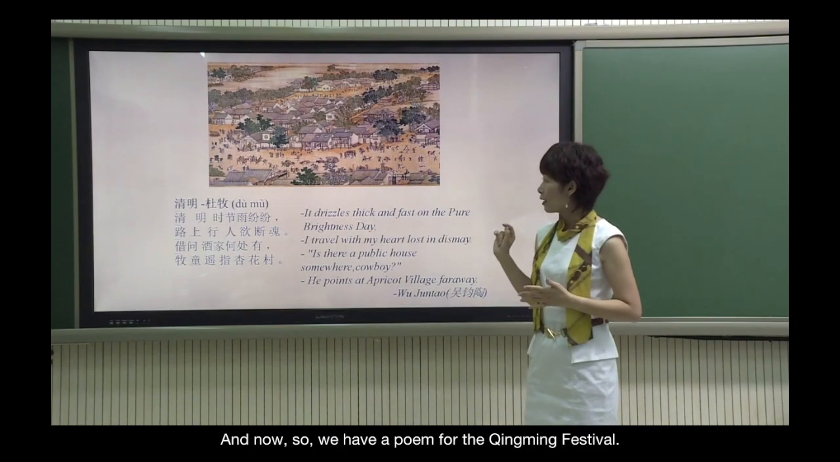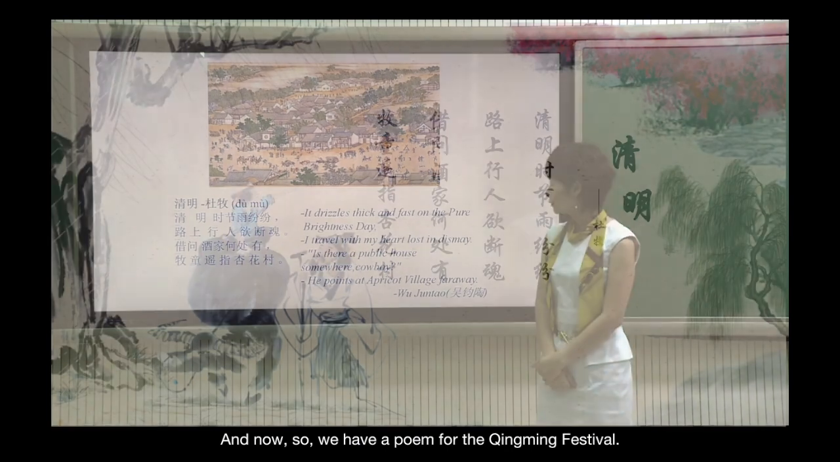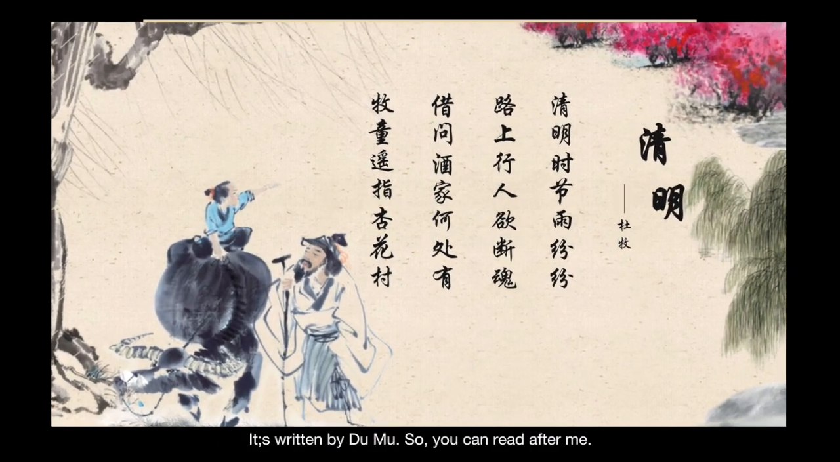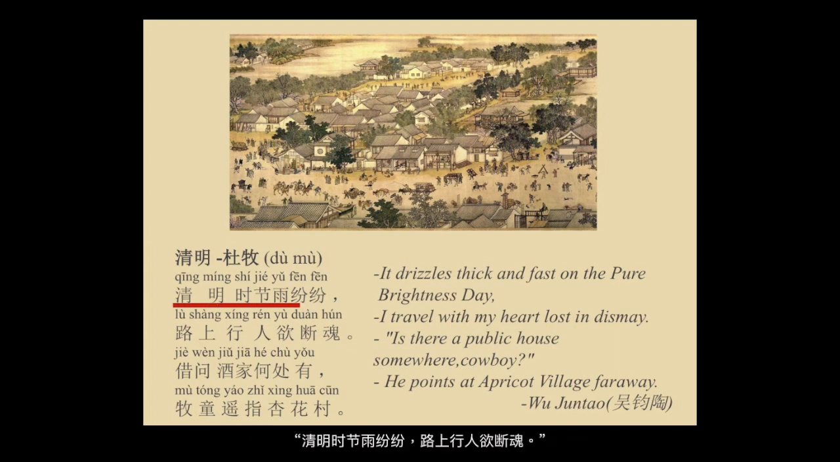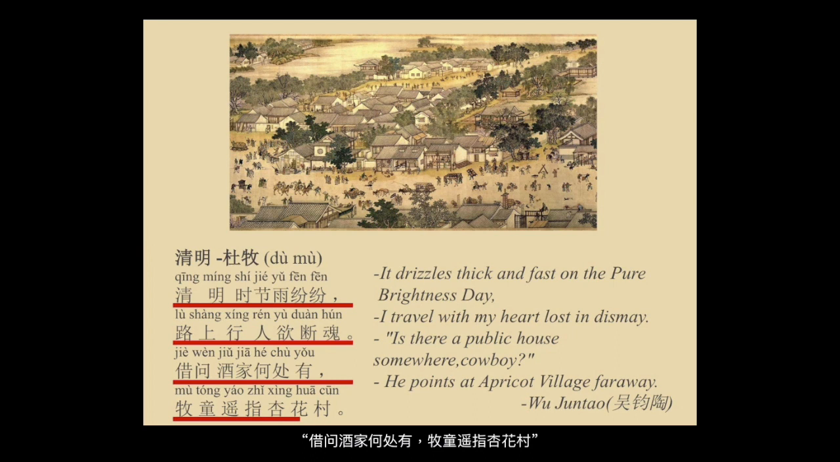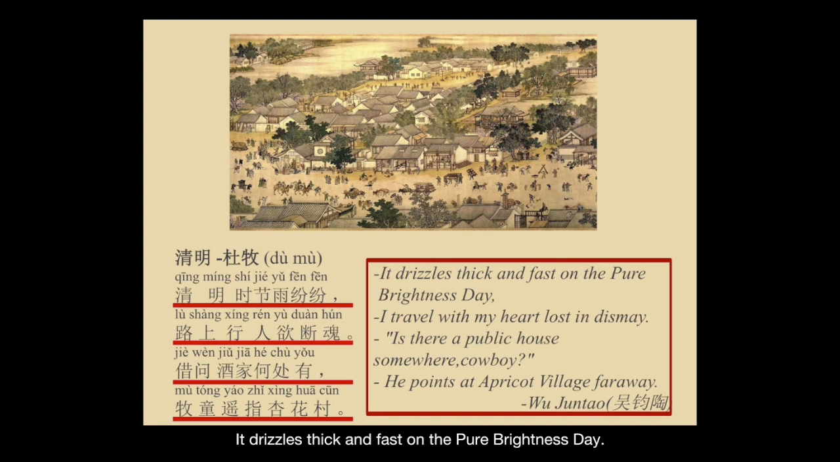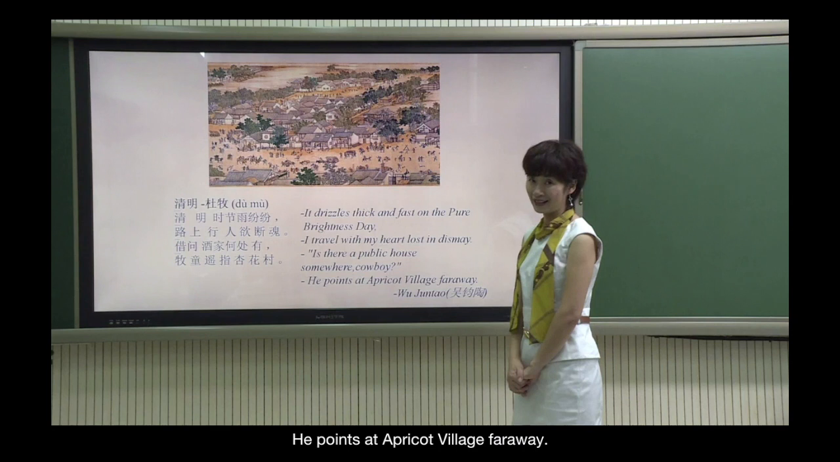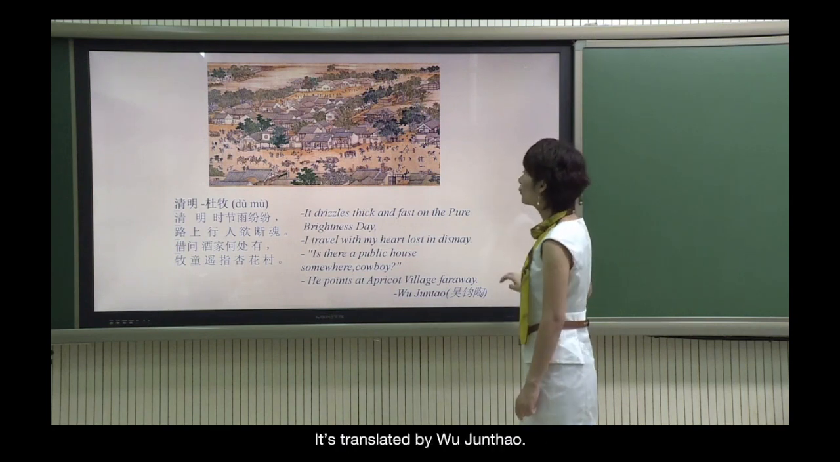And also on this day, we have a poem for the Qingming Festival. It's written by Du Mu, so you can read after me. 清明时节雨纷纷，路上行人欲断魂。借问酒家何处有？牧童遥指杏花村. So the meanings are listed here. It drizzles thick and fast on the pure brightness day. I travel with my heart lost in dismay. Is there a public house somewhere, cowboy? He points at Apricot Village far away. It's translated by Wu Juntao.